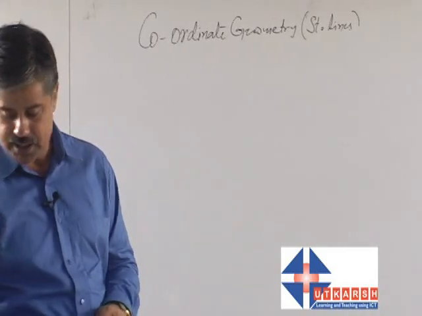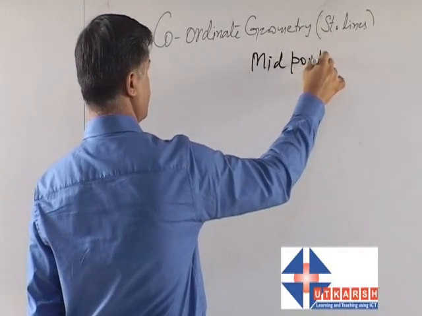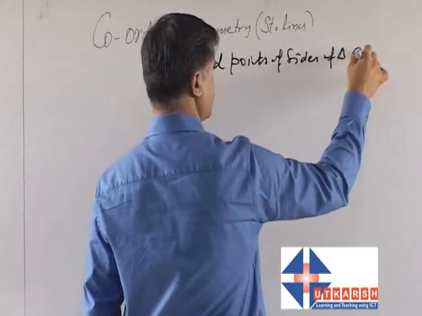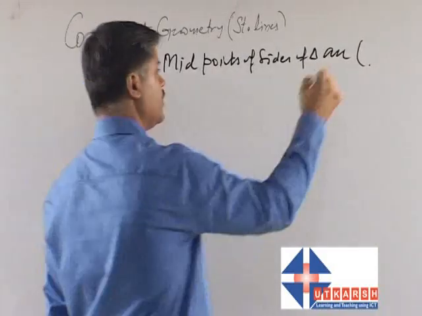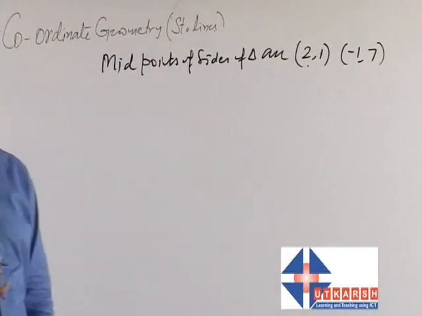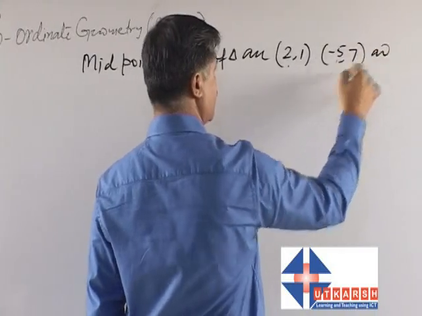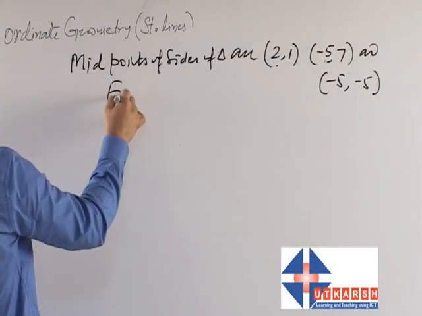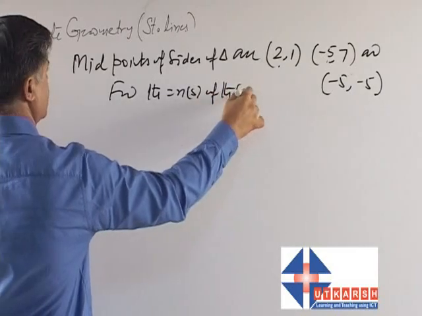Find the equations of the sides of the triangle, if the midpoints of the sides of the triangle are (2, 1), (-5, 7), sorry, and (-5, -5). Find the equations of the sides.